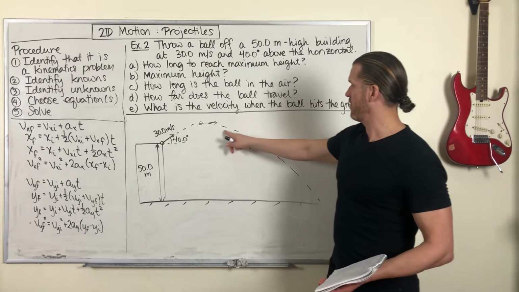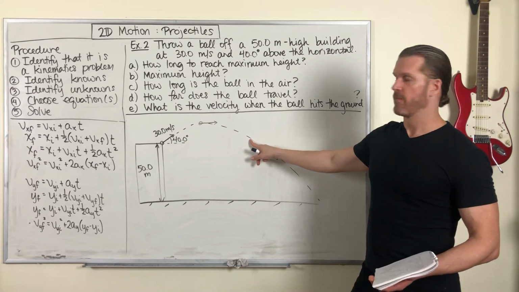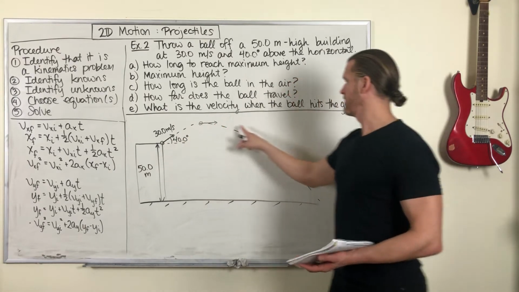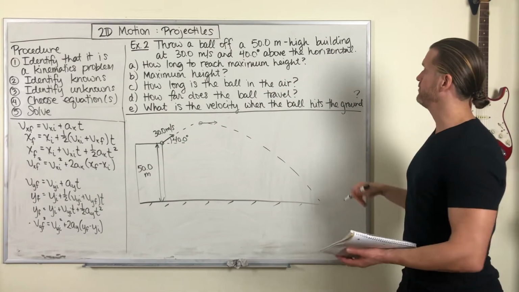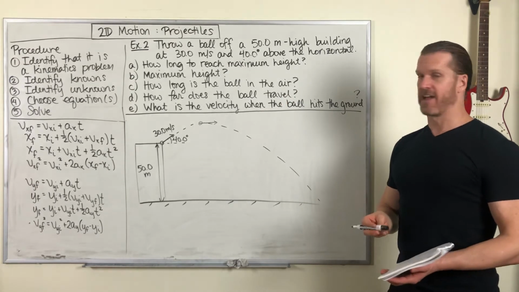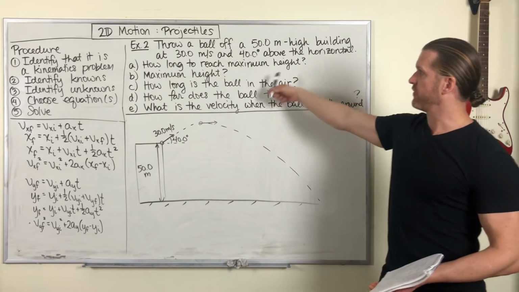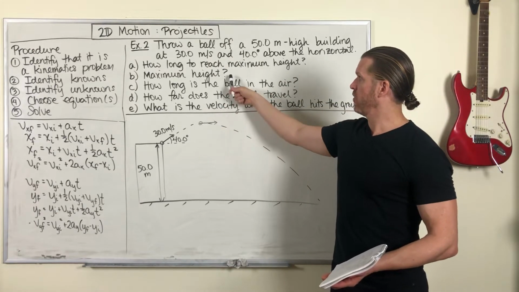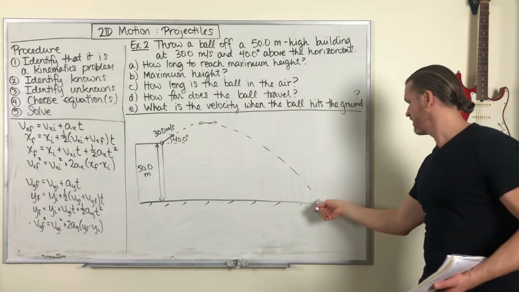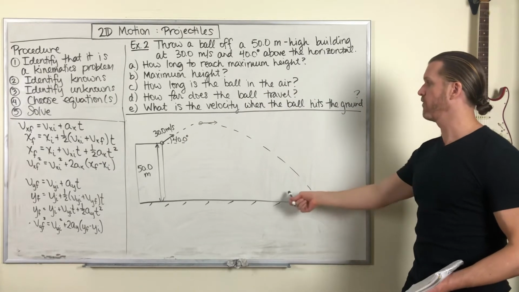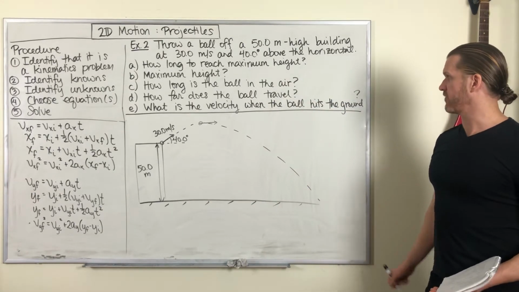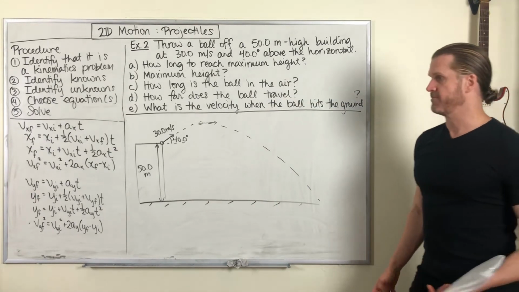So in the previous example, it was as though we only had this much of the motion. It was as though the ball landed right here. But now, because we're starting from an initial height, it travels much farther. So let's answer the same questions we looked at last time. How long does it take to reach the maximum height? What is the maximum height? How long is the ball in the air until it lands? How far does the ball travel horizontally? And what's the velocity vector when the ball hits the ground?